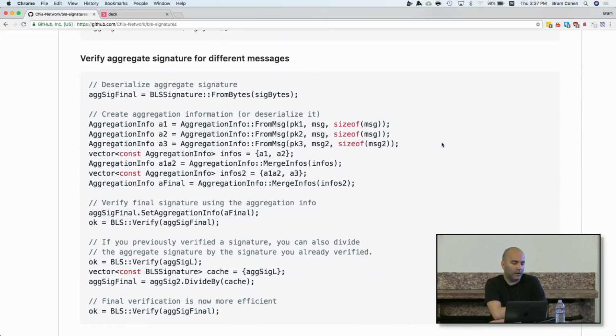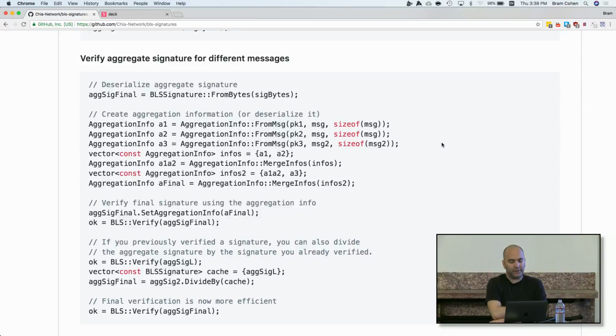You can then verify this. There's a little bit of a subtlety that you have to remember how the aggregation was done. So under some circumstances, you have to leak some of that information. Sometimes you can simplify it, sometimes you can't. But you remember how the aggregation was done, and you still have just one signature.